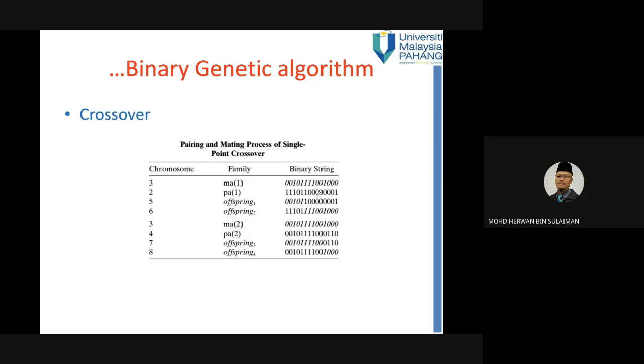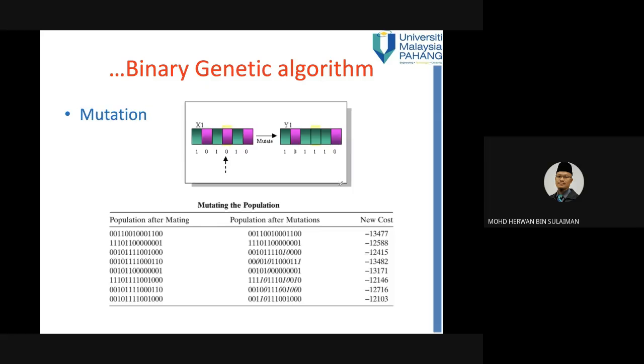Let's say this one is the periodic and matrix process of single point crossover. This chromosome is chromosome number 3. Let's say we have 10 chromosomes. Between chromosome 3, which we call ma, the mother, and the father, chromosome number 2, we obtain 5 and 6 as new offspring. Okay, so this is an example of crossover.